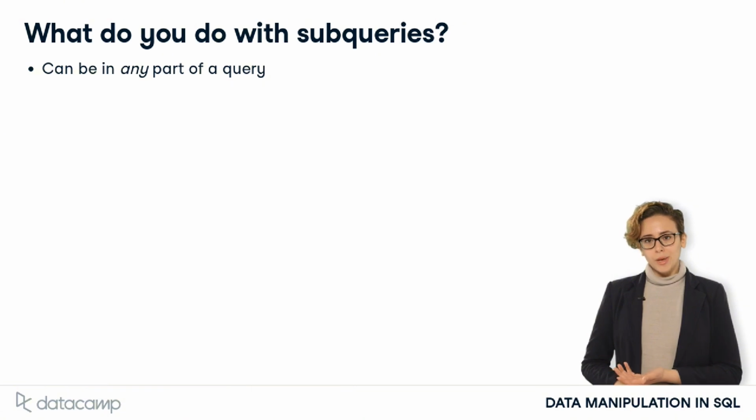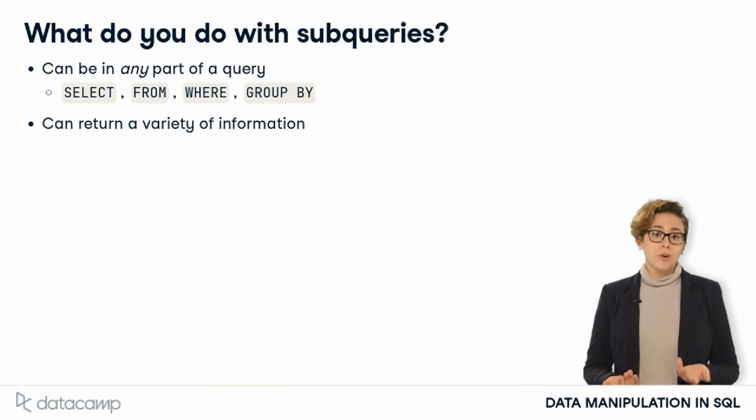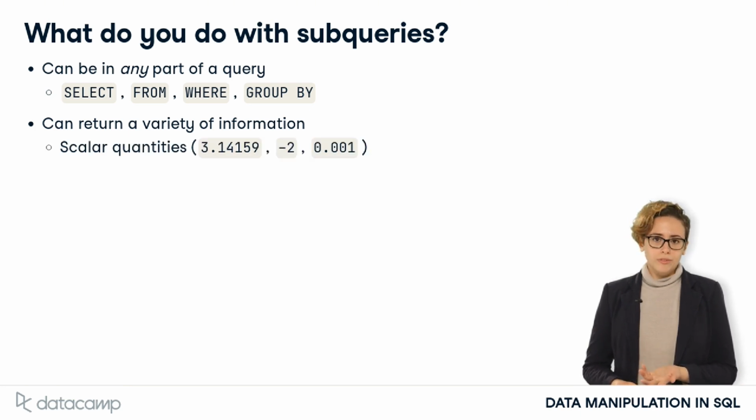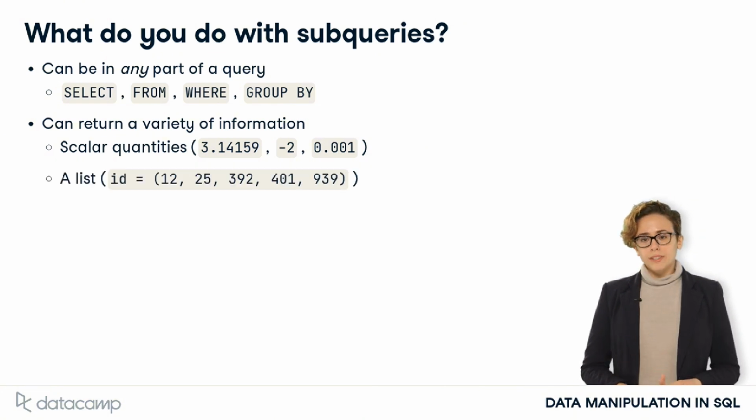A subquery can be placed in any part of your query, such as the select, from, where, or group by clause. Where you place it depends on what you want your final data to look like. A subquery can return a variety of information, such as scalar quantities or numbers, like the ones listed here. A subquery can return a list to use for filtering or joining information, or it can return a table to extract and further transform data.